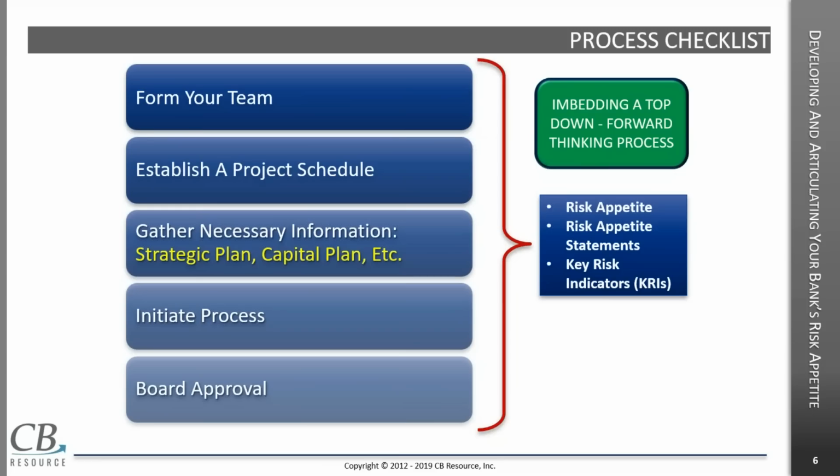The third thing is make sure you've got the information necessary to develop an informed framework. Right? You need your strategic plan. You need your capital plan. Shortly, I'm going to show you a grid of proposed items that we believe should be part of the consideration process when you're establishing your risk appetite framework and statements and so forth. Once you've got those things in order, now you're ready to get the process going.